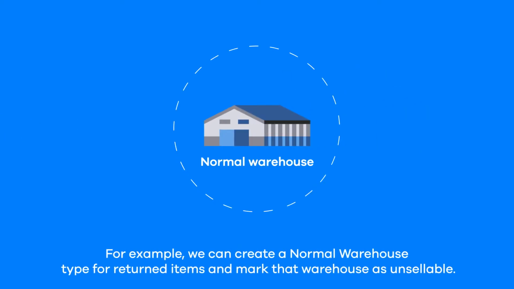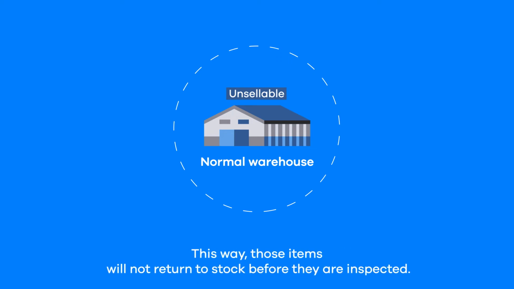For example, we can create a normal warehouse type for returned items and mark that warehouse as unsellable. This way, those items will not return to stock before they are inspected.